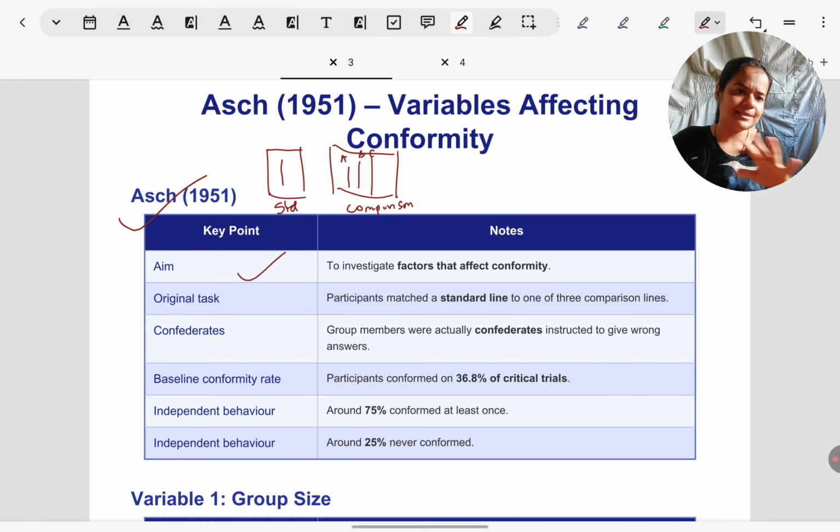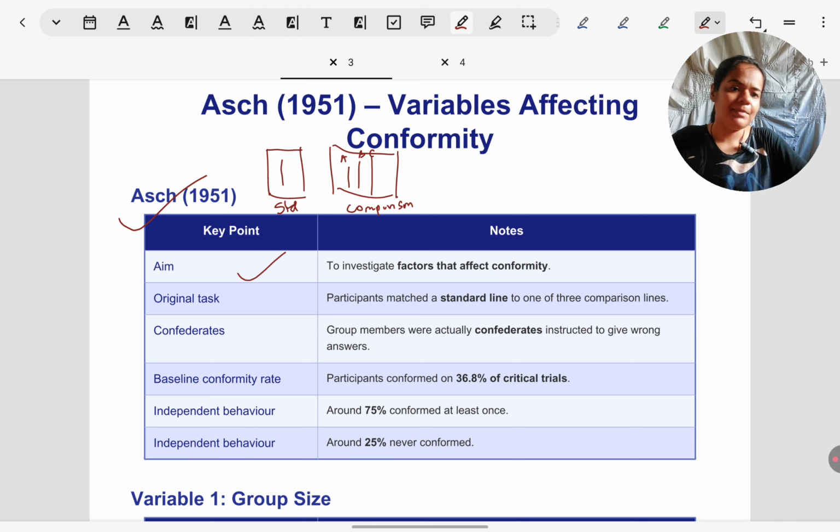The participant is given a very simple task. All participants are told, you'll have to look at the lines and say which of the comparison lines is matching in length with the standard line. As simple as that. And participants were told that after seeing the slide, when the researcher starts asking, one at a time they have to answer. So they have to take turns and answer.